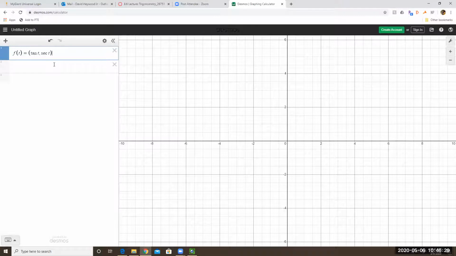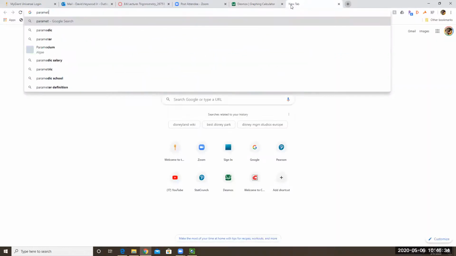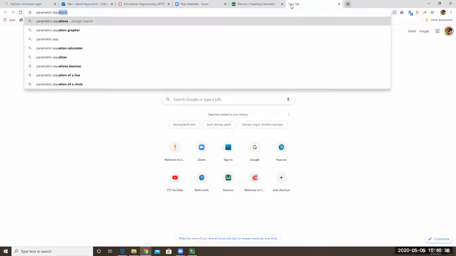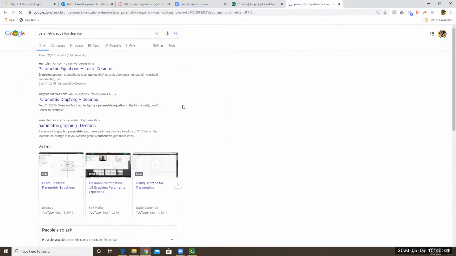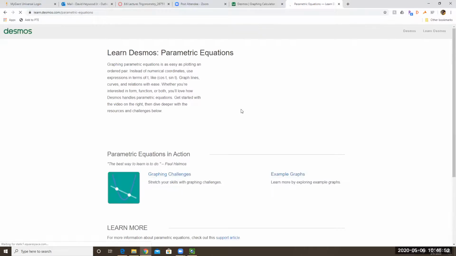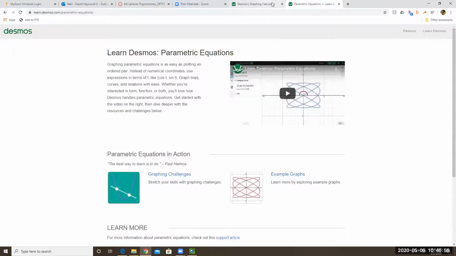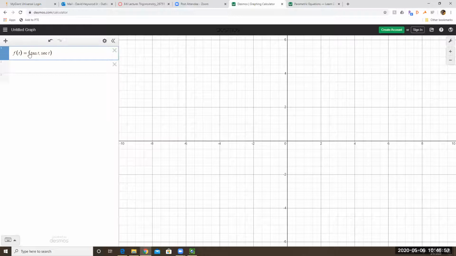Oh, I know that it used to do this. How do you do a parametric equation in Desmos? It's as easy as plotting an ordered pair. Instead of numerical coordinates, use the equation. That's what I did. Maybe I just need to get rid of the function notation. Yep, there you go. So I just needed to get rid of them.